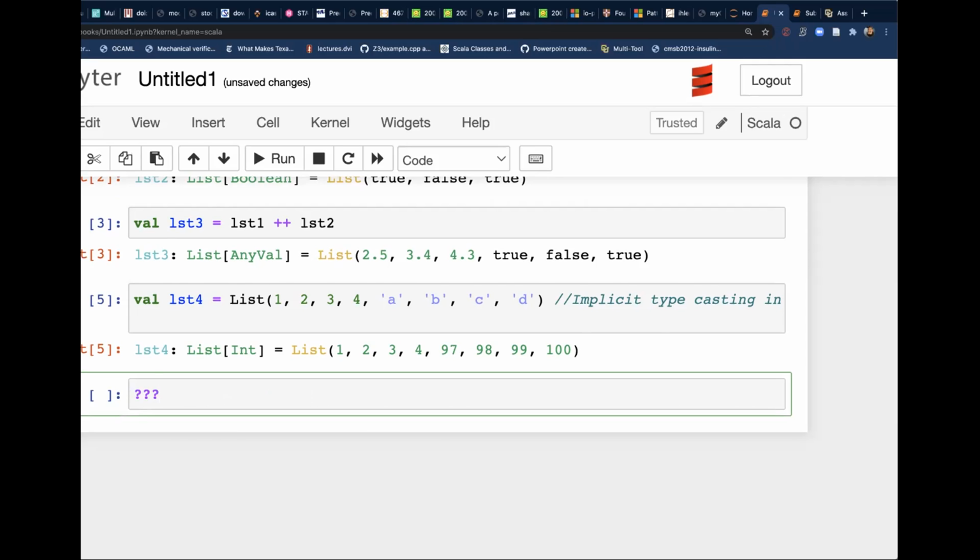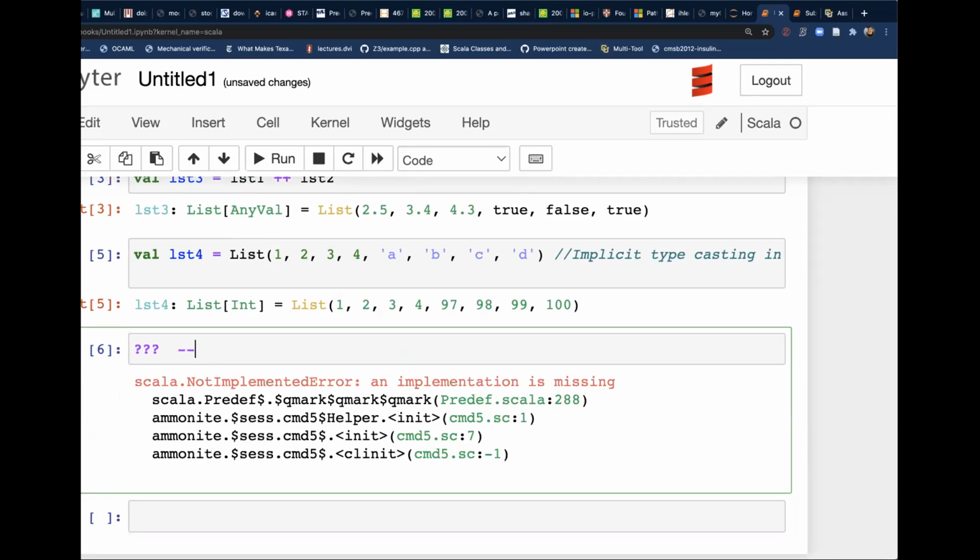I'll show you. This is essentially the statement throw new not implemented error. So it's just throwing an exception saying an implementation is missing. That's what question is. It's just syntactic sugar for this statement. So anytime you hit question, think of it as executing this statement, throw new not implemented error. That's simply saying bail out and throw an exception. You could catch that exception if you wanted to.